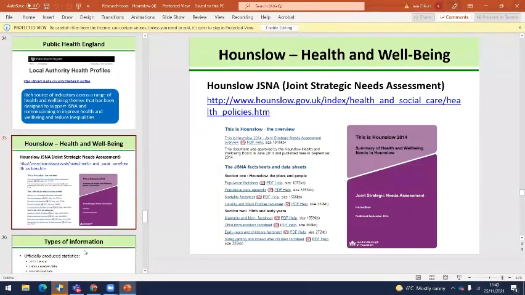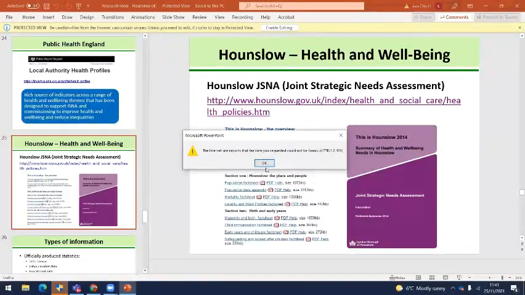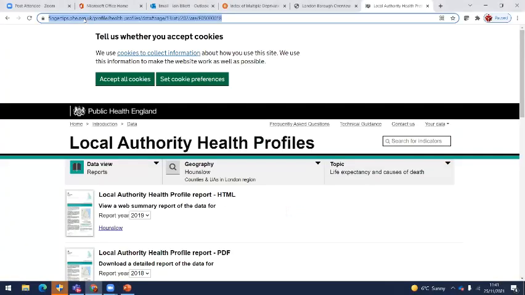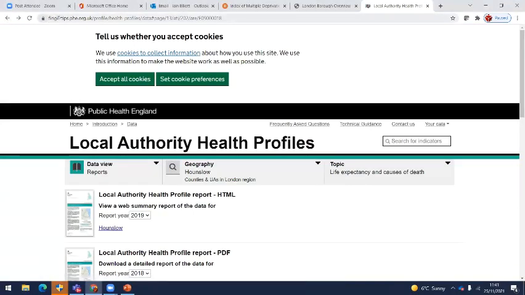Another useful tool is the Joint Strategic Needs Assessment. These are produced by councils every few years to basically give them an idea of what the demand for their services is going to be, so they can predict how they need to design and develop their services.